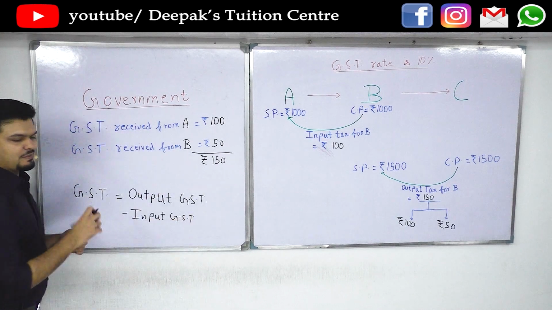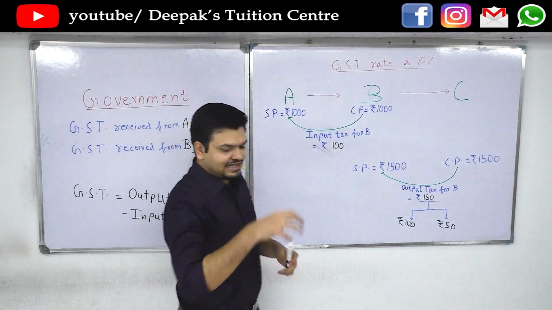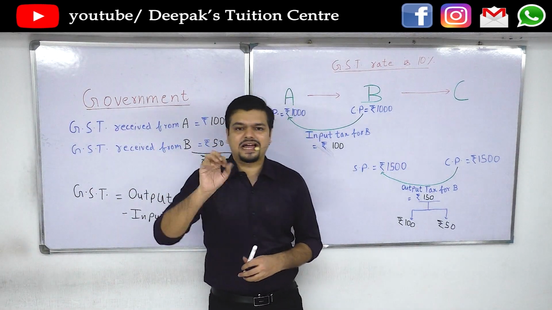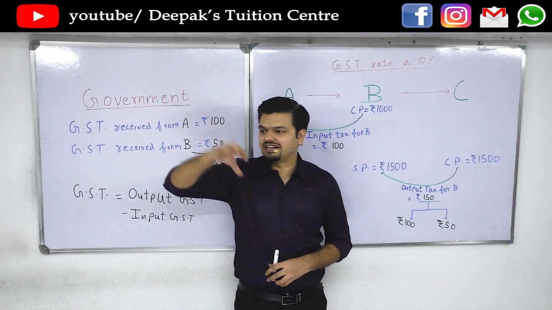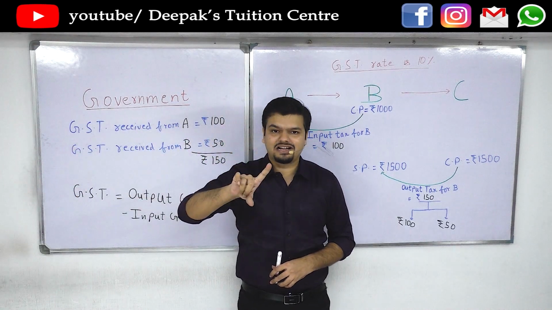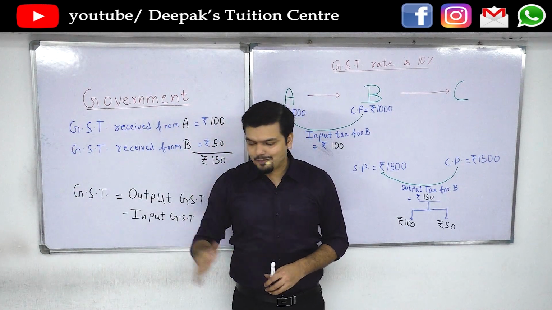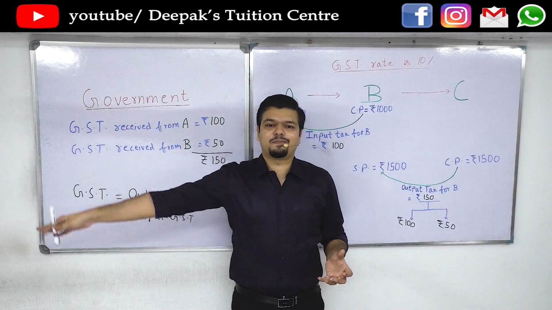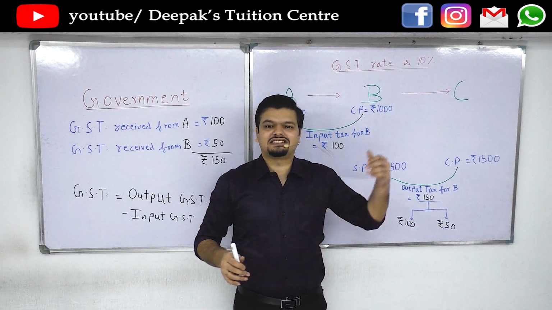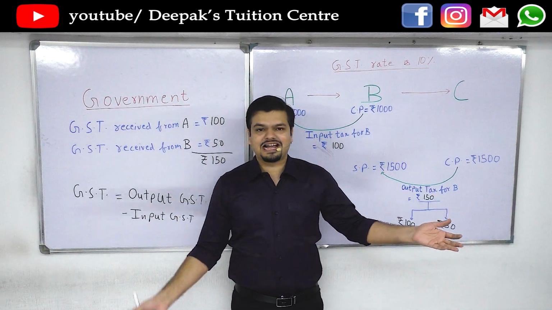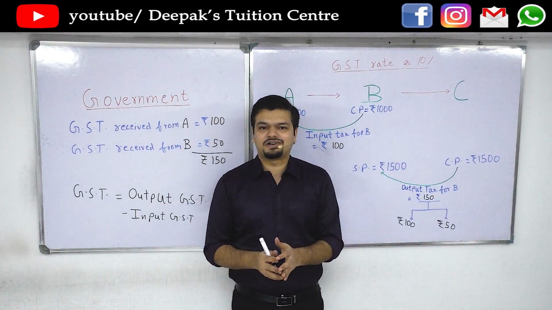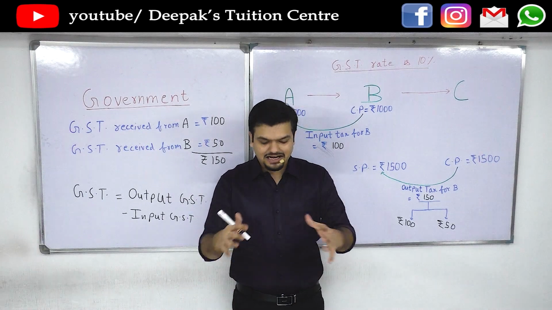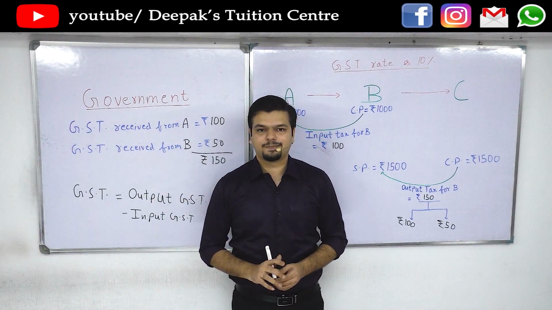So do remember this formula. Whenever you are considering that Mr. A, Mr. B, Mr. X, Mr. Y, whoever it is, has paid a certain amount of tax to the government, you have to consider how much he has collected and how much he has already paid. You just need to subtract his input tax from his output tax, and then the remaining portion he has to pay to the government.